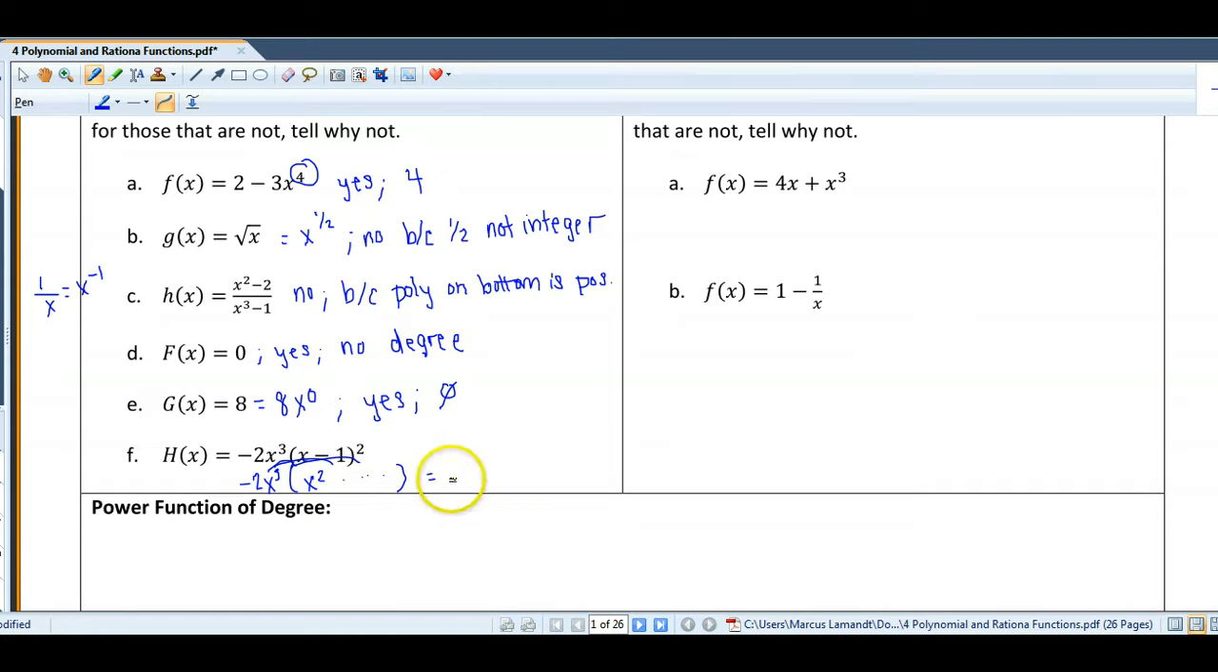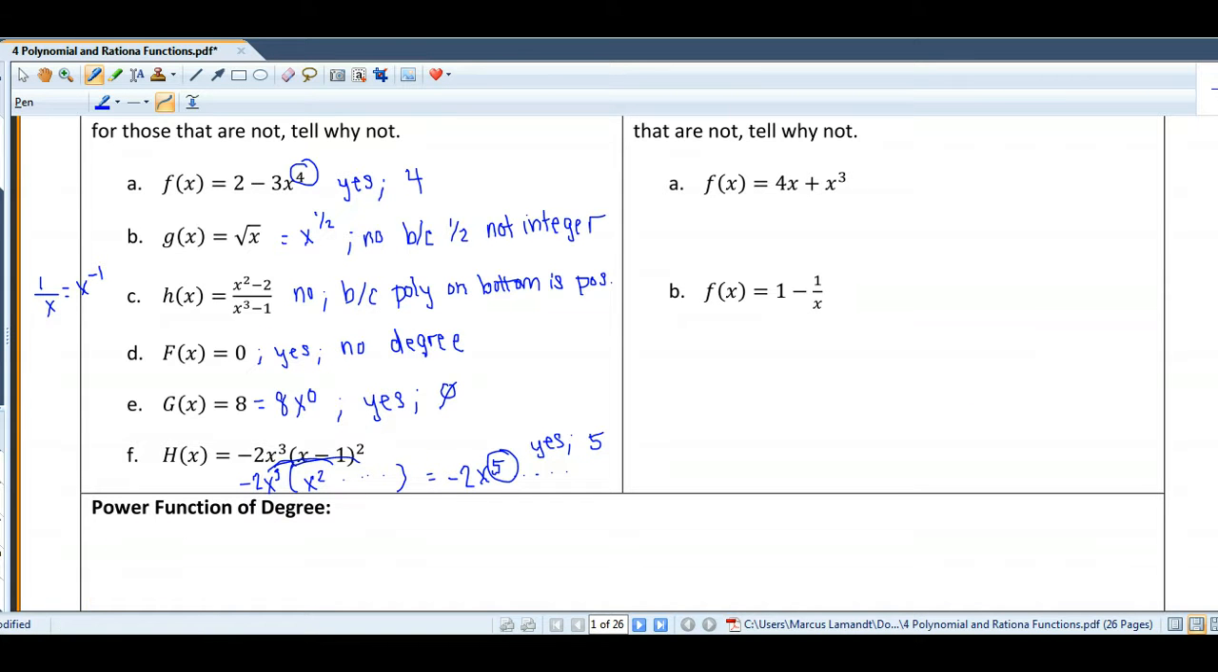sorry, I have a little bit of a cold, I'm going to end up with negative 2x to the 5th power plus whatever. So the first term, or the term with the highest power, is going to be a 5. So the degree is going to be 5. Now once again, if you can't see that, you can always just multiply it out, do it the long way. You'll get the same answer. But there's a little bit of a shortcut if you can see it.